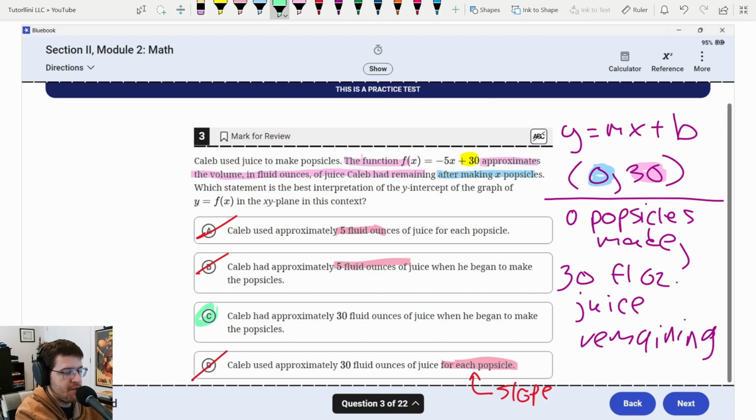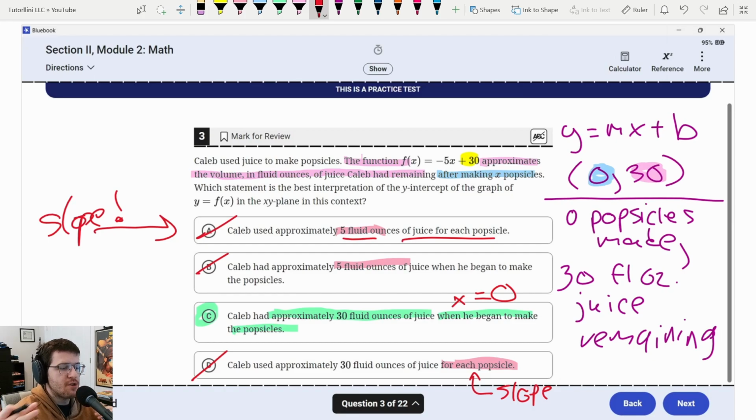Let's look at what's right about C. So he had approximately 30 fluid ounces of juice. That sounds right. And then it says, when he began to make the popsicles. That's just an in-context way of saying X equals 0 popsicles made. He hasn't made any, so he just started making popsicles. The answer is C. D is close to being right. Perhaps it's kind of like talking about the slope. As a matter of fact, now that I think about it, A is probably the correct interpretation of the slope, 5 fluid ounces of juice for each popsicle. So if the question was asking you about the interpretation of the slope, perhaps A would be correct.